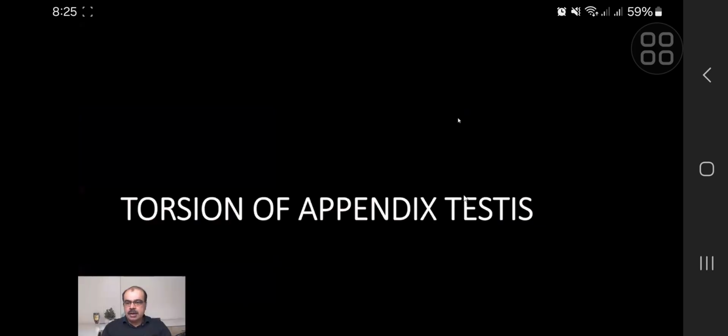Now we move to the next topic, which is the torsion of the appendix testis. As we have just seen, the torsion of the appendix testis is the most common cause of acute scrotal pain.